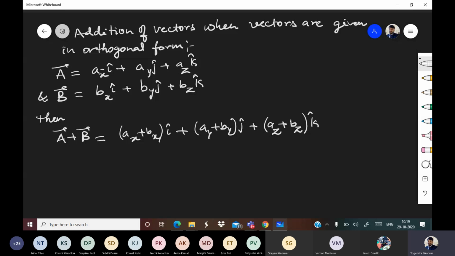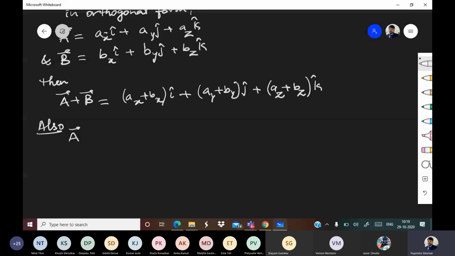Now similarly, if we are supposed to find a vector minus b vector, then a vector minus b vector is equal to (ax minus bx) i cap plus (ay minus by) j cap plus (az minus bz) k cap. So that's how you can find a vector minus b vector also.